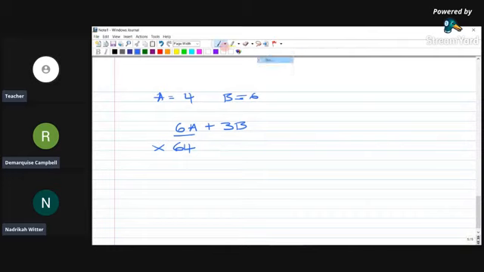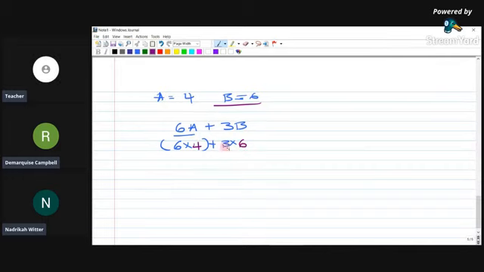I want my rubber. I'm going to rub this out. All right, cool. Swap back to my pen. So this now would be 6 multiplied by, and the A represents 4. Then whatever this is, we're going to add to that 3 times B. And what is B? B would be 6.